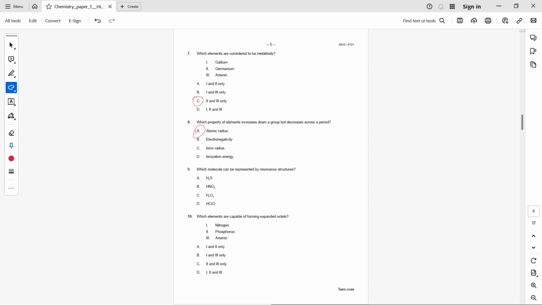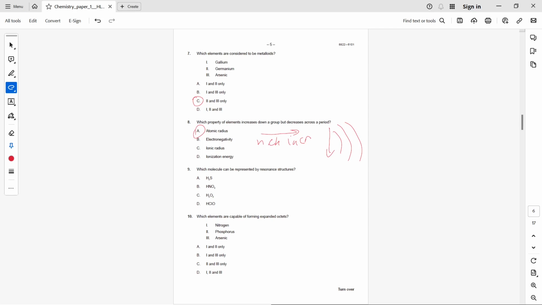If we keep going to the right of the periodic table, the nuclear charge increases and electrons are more strongly attracted by the nucleus. So it's answer A. And as we look down a group, of course, there are more electron levels. So of course, atomic radius is going to increase. So the answer is A.